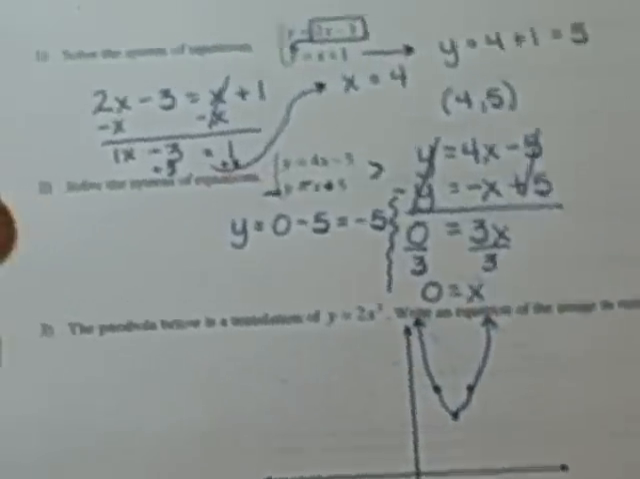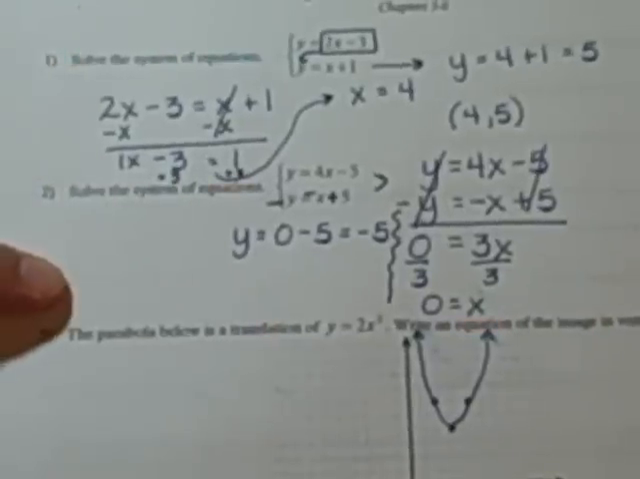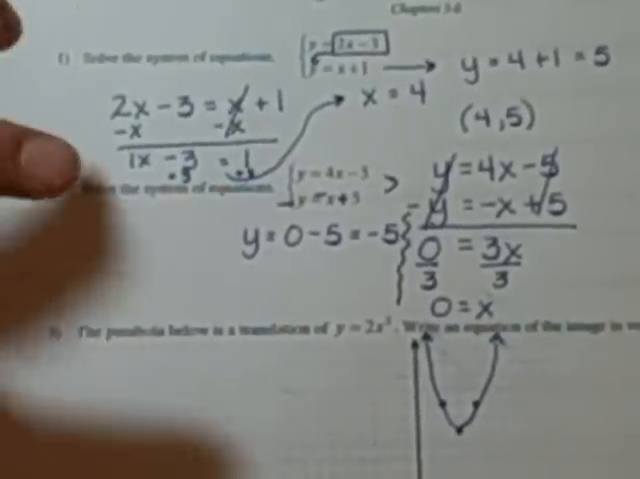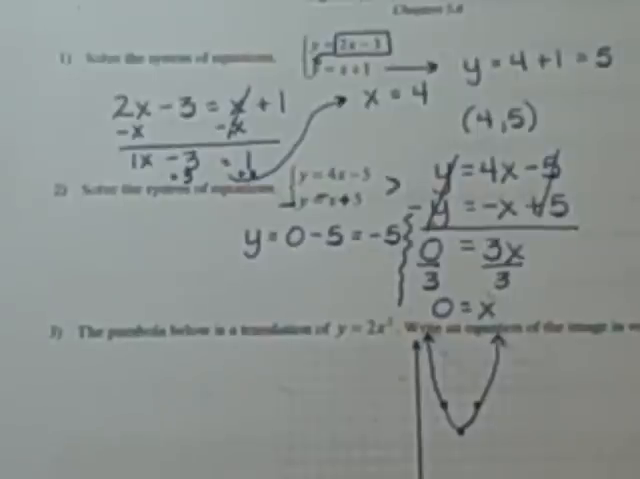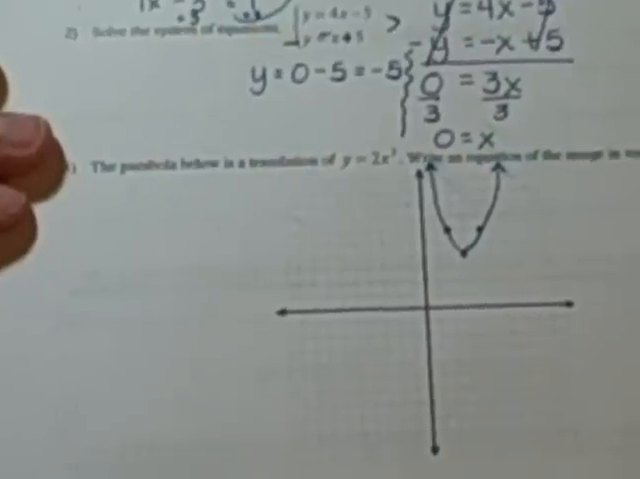So your final answer would be 0, negative 5 there. Okay? So this was an example of substitution. This was an example of elimination, but both methods work anytime you have a system of equations. Okay? All right, on to problem number 3.